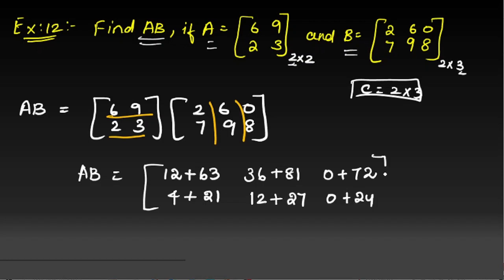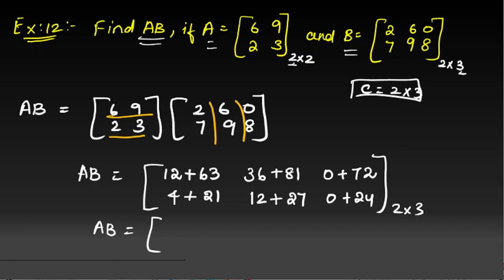Now this is going to be a 2 by 3 matrix only. When you just add and show, it will be a 2 by 3 matrix. So your AB will be equal to, you have to simply add and show. After adding and showing, you will get a 2 by 3 matrix.